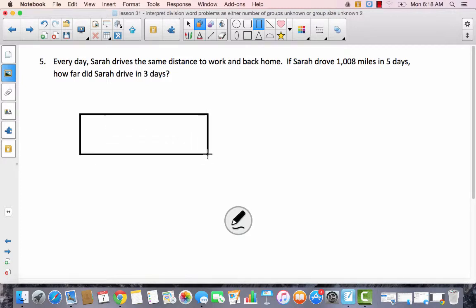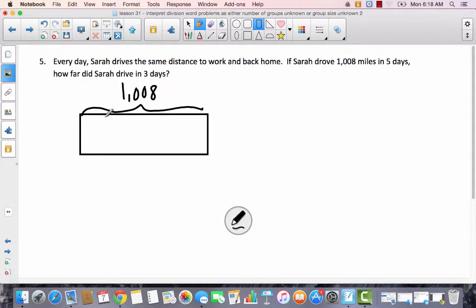And I know my total is 1,008 miles. So I've got to kind of think about this for a minute. She drove 1,008 miles in 5 days. How far did she drive in 3 days? So I guess this is going to be a 2-step problem. I think I need to find out how much Sarah drove in 1 day before I can figure out how much she drove in 3 days.